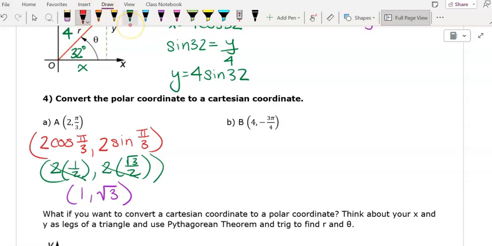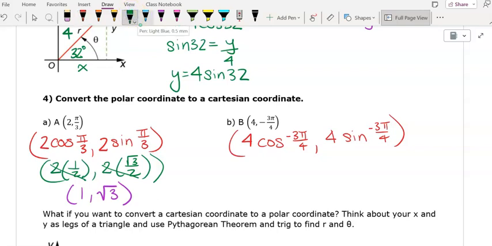Likewise, right here, if I did 4, negative 3 pi over 4, well, I have 4 times the cosine of negative 3 pi over 4, and then I have 4 times the sine of negative 3 pi over 4. And then I just go ahead and simplify that. And so the cosine of negative 3 pi over 4, that's equivalent to 5 pi over 4. It's in my third quadrant.